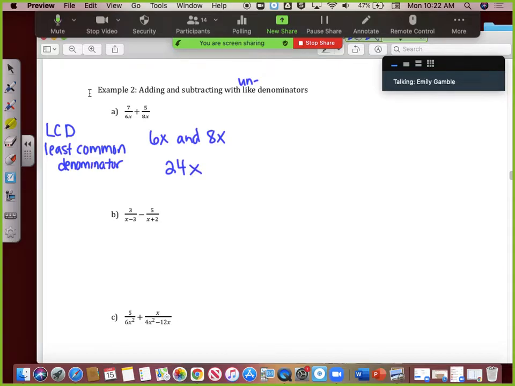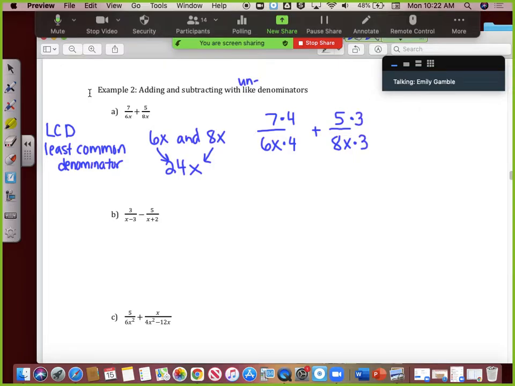So what I have to do is change 6x to be 24x and 8x to be 24x. You'll do this through multiplication. To take 6x and turn it into 24x, we'd have to multiply both the numerator and denominator by what? 4. Yes, we can multiply both of these by 4. And for the other one, 5 over 8x, I'd have to multiply both the numerator and denominator by what? Yes.